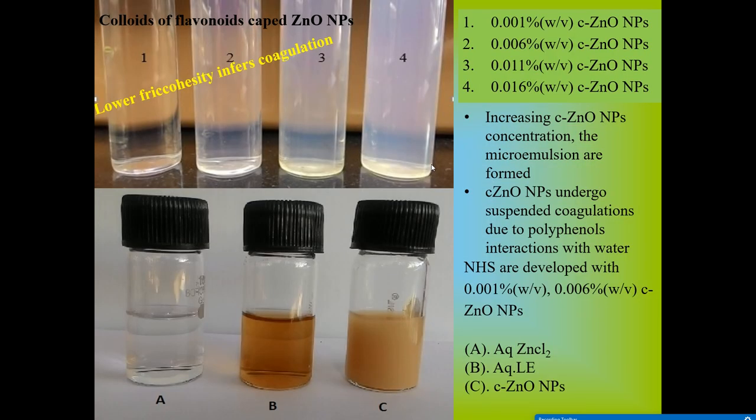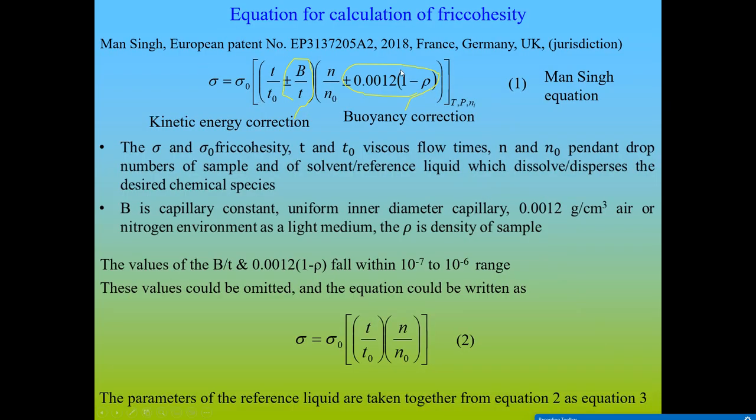And now I have been talking about Friccohesity. As I quoted, this Friccohesity calculation is also done with a simple equation. This is the sample's Friccohesity based on quiescent frictional forces; that is why this word came, the genesis of this word. And this is the sample, because samples are dissolved in the medium. So this is the medium, and T is the viscous flow time of the sample. N is the pendant drop number of the sample, and T0 and N0 are for the medium, and there is the kinetic energy correction. That is why I said that if it is an artery, if there is coagulation and so many things, then this kinetic energy correction will be higher and the buoyancy correction will also be different. Then such a mechanism is very wrong.